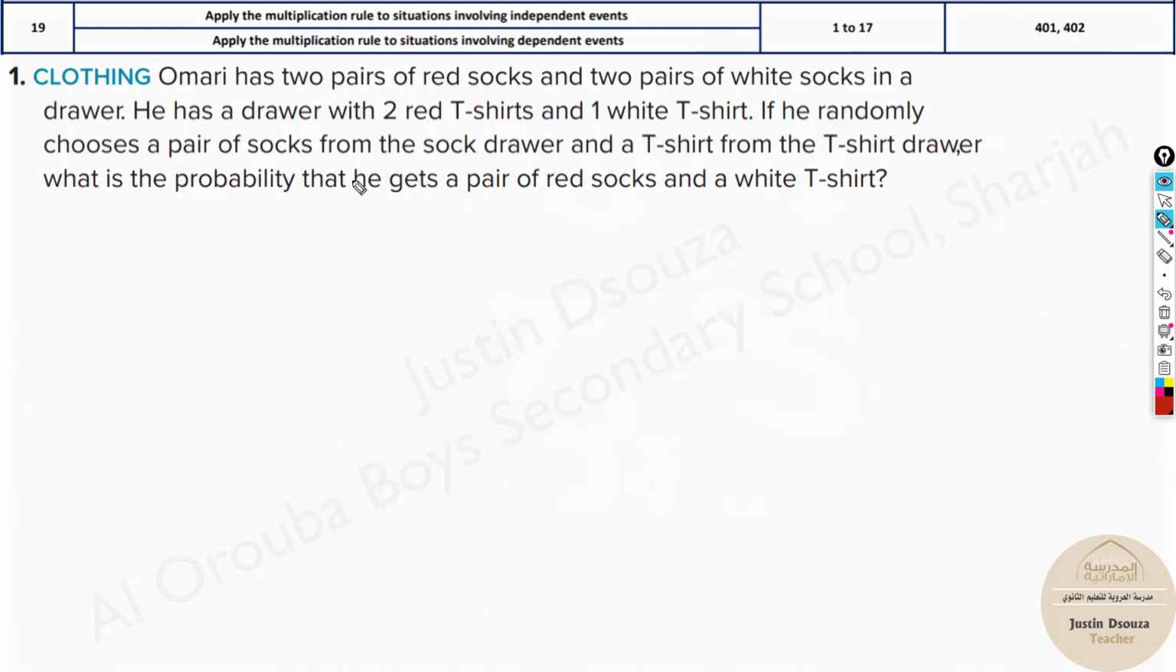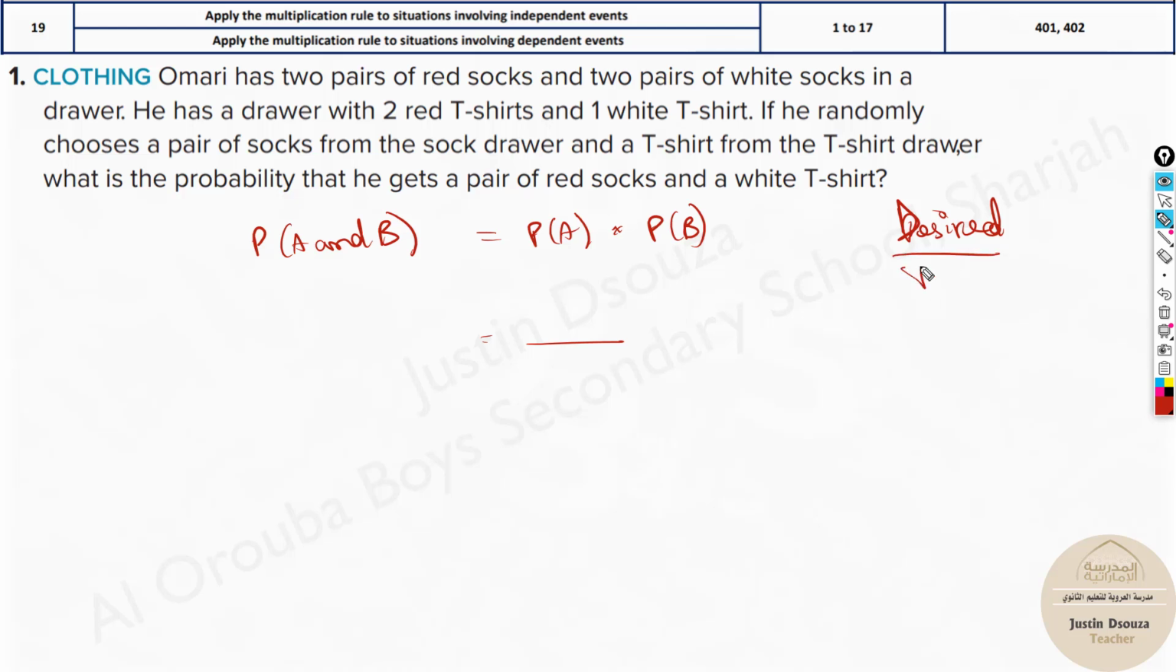So now let's take it one at a time. First of all, the probability of A and B for independent events is very easy. It's the probability of A multiplied by the probability of B. These both are not affected at all. Now here, we need to find the probability that he gets a pair of red socks and a white t-shirt. How many red socks and how many socks are there in total? Probability is the desired outcomes divided by the total outcomes, right? So it's always desired by total outcomes.